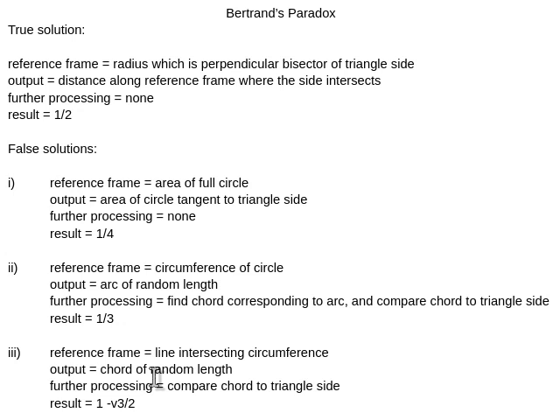Alright, false solutions. 1. So here your reference frame is the area of the full circle. It has nothing to do with the triangle whatsoever. Now, when we're processing this, the output is going to be the area of the circle tangent to the triangle's side. Again, that's not actually part of the triangle at all, right? You're comparing the areas of two circles. There's no further processing after this to correct the fact that we did this wrong. So the result is 1/4. Right? If you're familiar with, well, anything, you can see why this is stupid.